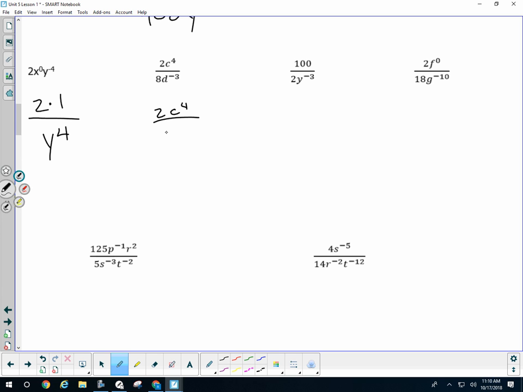Two stays, c to the fourth stays, 8 stays, d moves up to be d cubed in the numerator. So I have 2 c to the fourth d cubed over 8. Now, we can go further. Since this is all multiplication and division, we can divide the 2 by the 8 to make it a 1 over 4. We don't need the 1 because 1 times c to the fourth d cubed is just c to the fourth d cubed. And this turns into c to the fourth d cubed over 4.